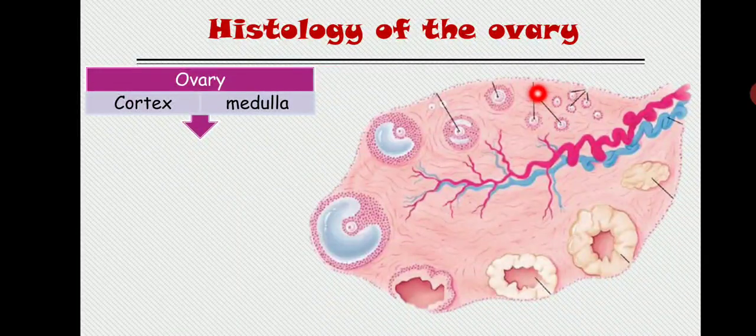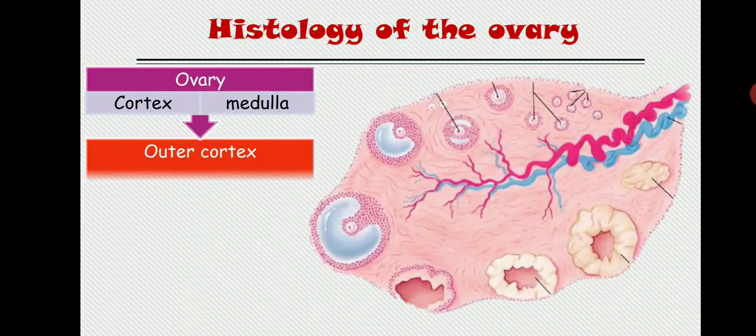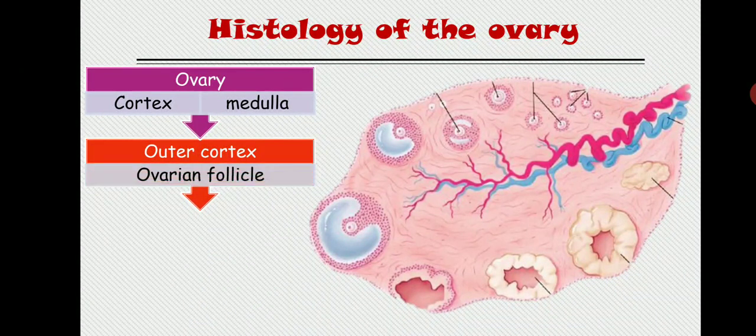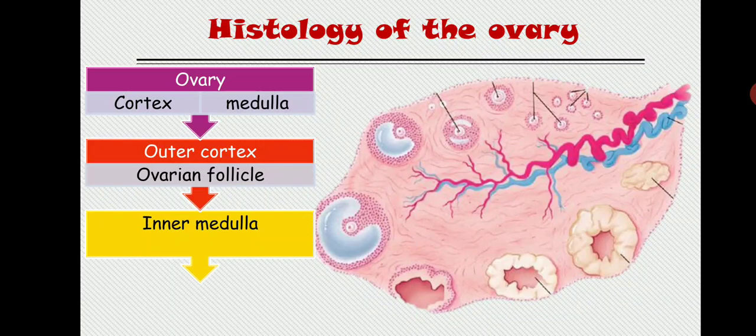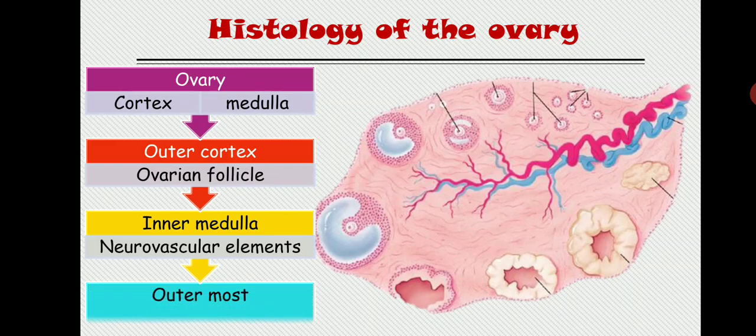So you can see the most important or more active portion is the cortex. The outer cortex has the ovarian follicles. Now what is an ovarian follicle? We are going to discuss that. Now the inner medulla, as you see, has a neurovascular element. It has a nerve supply as well as blood supply. And the outermost portion has a surface epithelium.